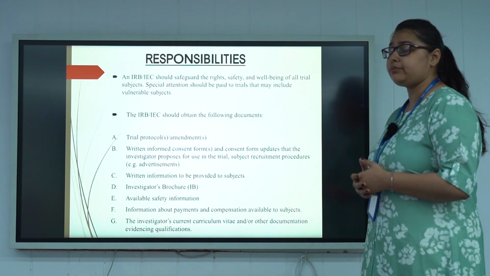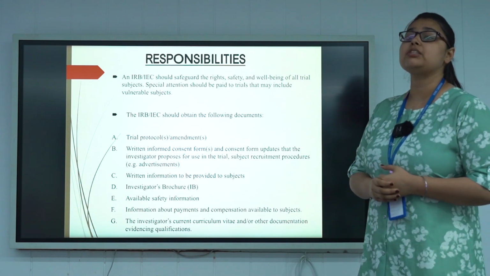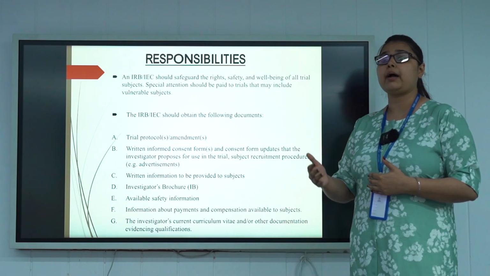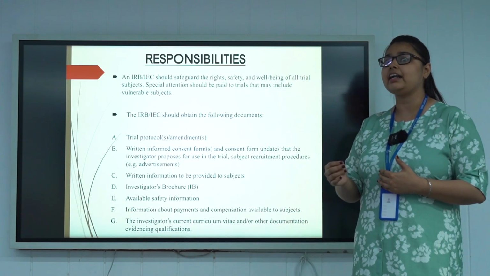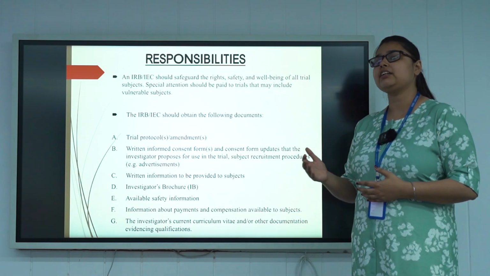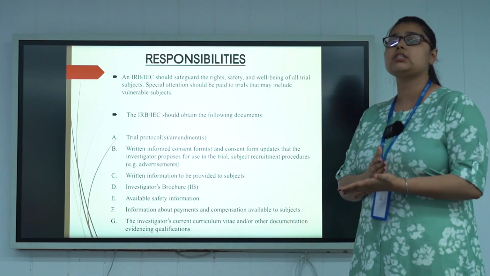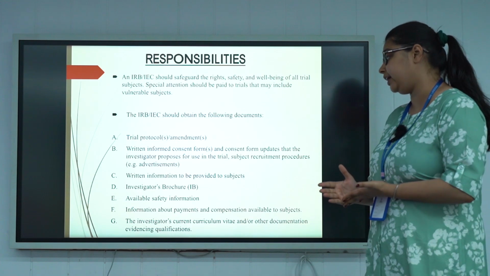Next, the informed consent process. Informed consent form is basically a form in which the participant is given all the information and the participant signs that he is voluntarily participating in that clinical trial. Written information provided to the subjects, that is also known as the patient information leaflet.